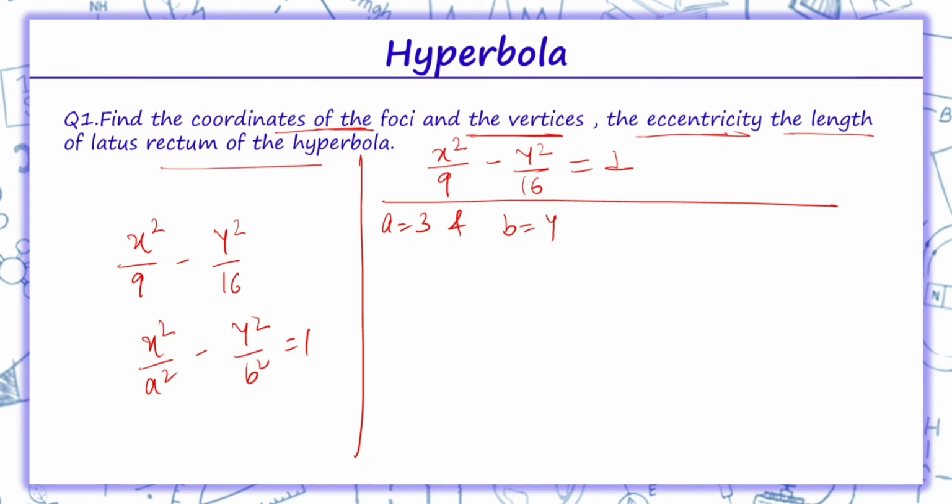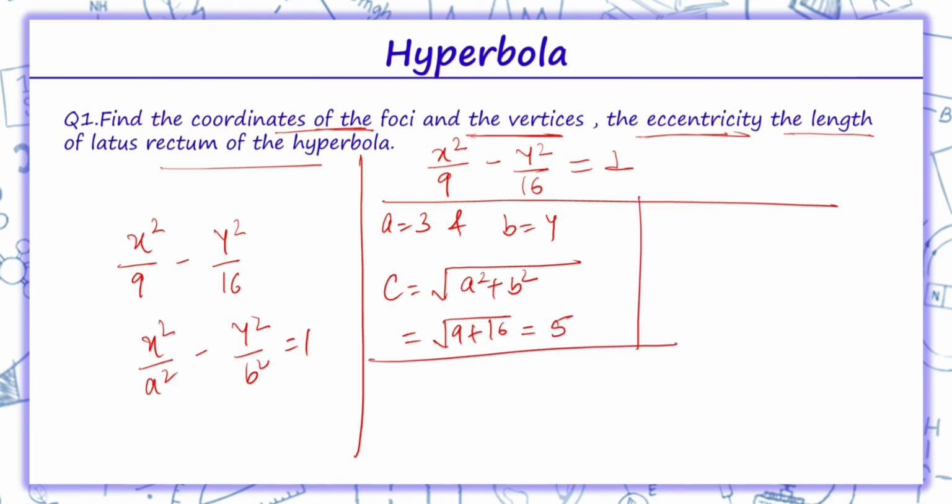Then taking out the value of c, c equals square root of a square plus b square. Thus we will get 9 plus 16, which is square root of 25, which is 5. So now we have to calculate the foci. The foci will be at plus minus 5 comma 0. Then we have to calculate vertices. Vertices is plus minus a comma 0, so plus minus 3 comma 0. So this is vertices and this is foci.